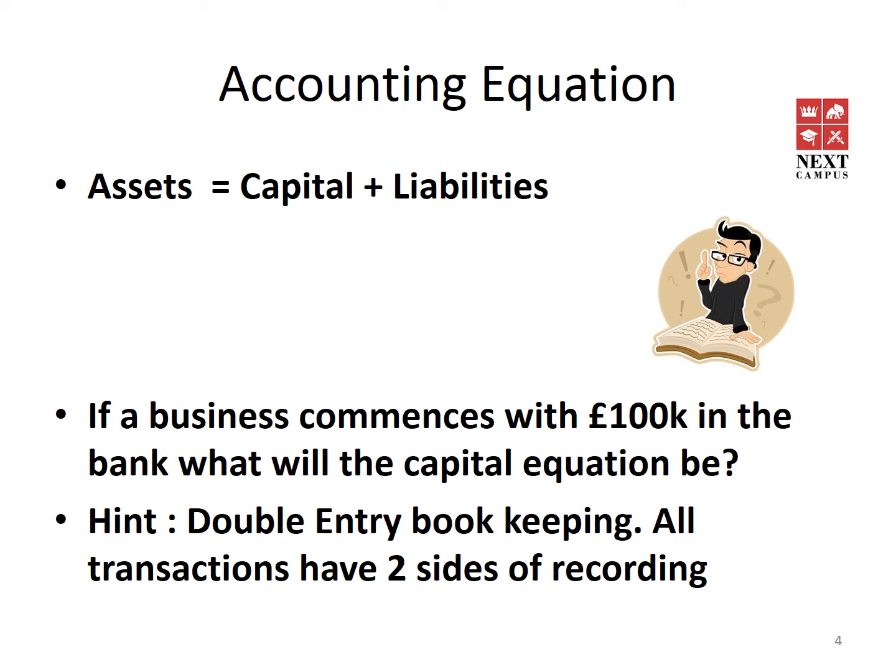So we will learn that through an example, right? I will give you some examples and we will try to learn it. If a business commences with £100,000 in the bank, what will the equation be? Hint: double entry bookkeeping. All transactions have two sides of recording. So we'll try to learn it.